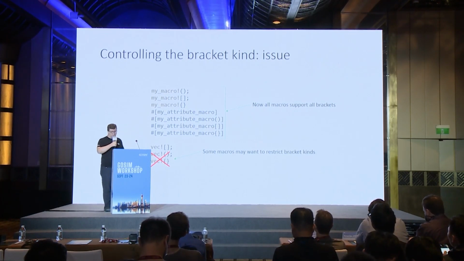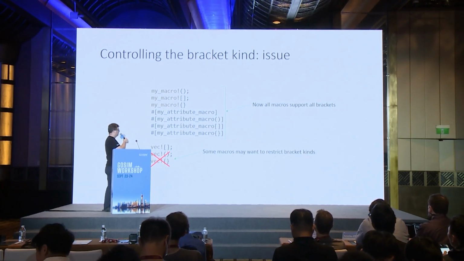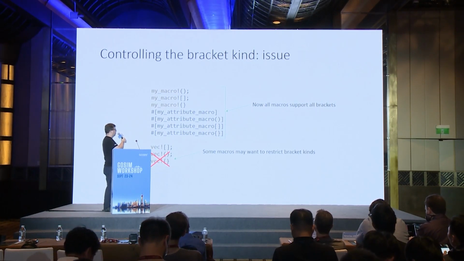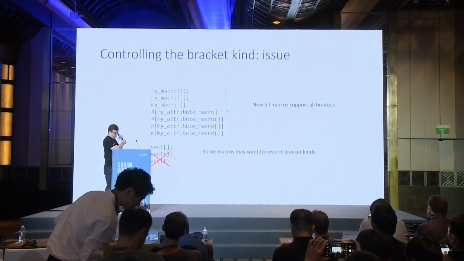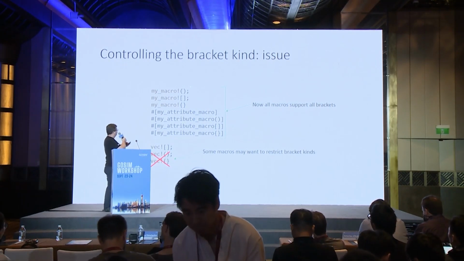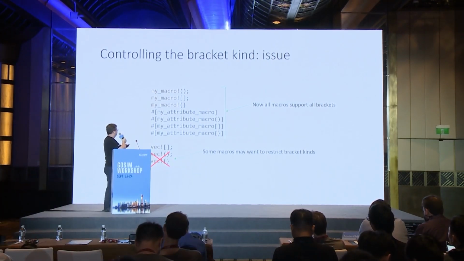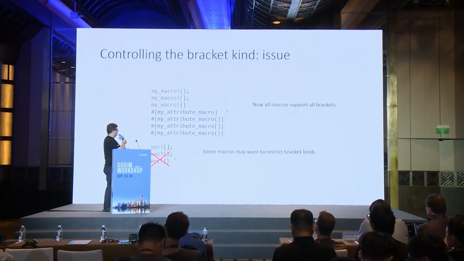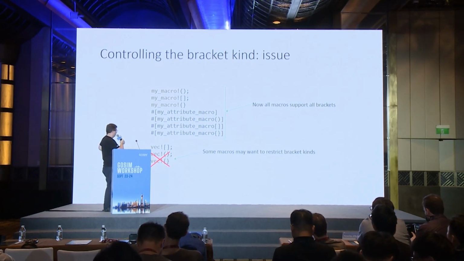Here we can see an example for controlling the bracket kind. Macros in general can be called with all kinds of delimiters, brackets. And there is also an attribute form that also can be called with all kinds of delimiters, including no delimiters at all. But for some macros, like for example vec, we may want to restrict this set and only make it callable with square brackets, for example. This is not currently supported.